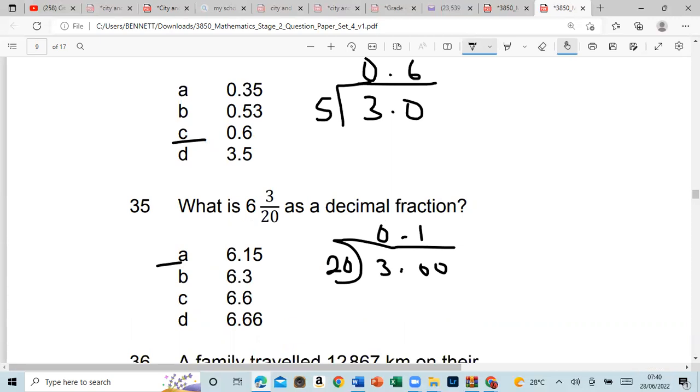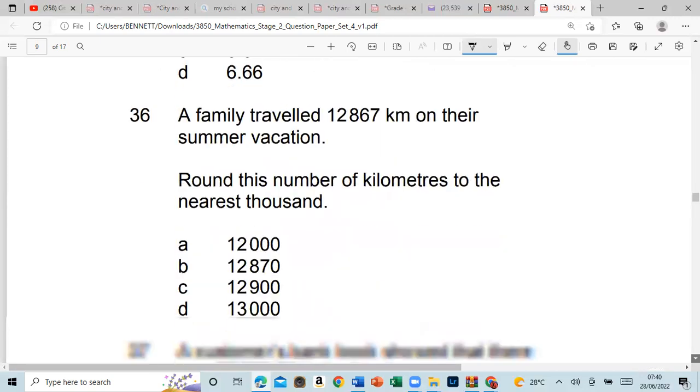All right. A family traveled 12,867 kilometers on their summer vacation. Round this number of kilometers to the nearest thousand. Right? So we are focused on 867. It's greater than 500. So that means it will be 13.